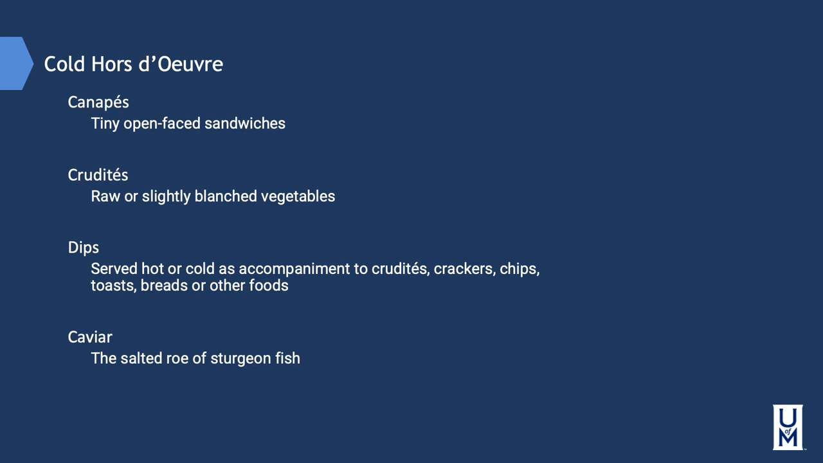Canapés are tiny open-faced sandwiches. They can be sweet, they can be savory, they can use any kind of different base for their sandwich, and we'll talk more about those. Crudité is a raw or slightly blanched vegetable. So, for instance, a platter of carrots and celery served with chicken wings is a crudité. Dips are served hot or cold as accompaniment to crudités, crackers, chips, toasts, breads, and other styles of food. So think of hummus or baba ganoush. And caviar is the salted roe of a sturgeon fish.